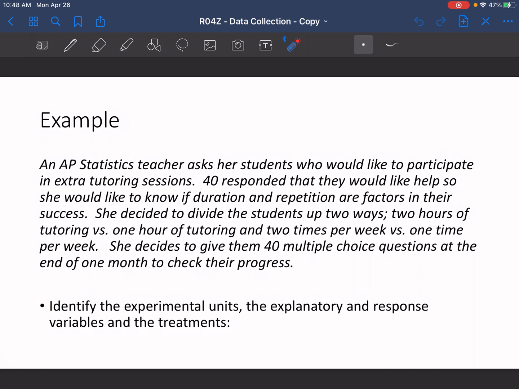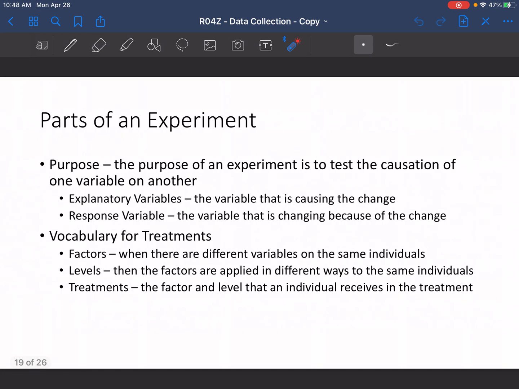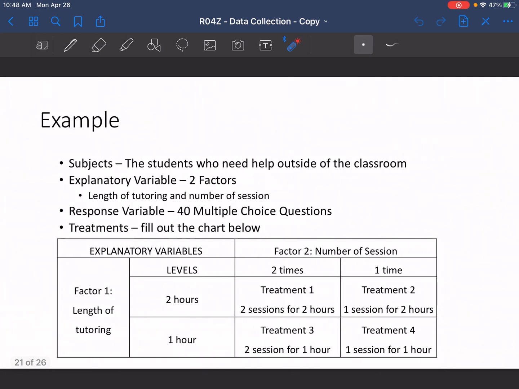And so in this example, we're asked to identify the experimental units, the explanatory and response variables, and the treatments as well. So all three parts for the treatments. Our subjects here, or our experimental units, are basically just the students who help outside of the classroom. And then we have our explanatory variable, which is actually 2 factors. That's the length of tutoring and the number of sessions that they go to. And then we also have our response variable, which is the result of how they do on those 40 multiple choice questions, because the teacher's trying to track their progress.